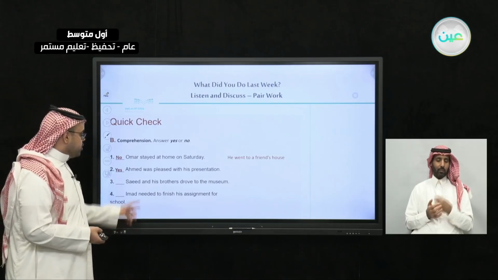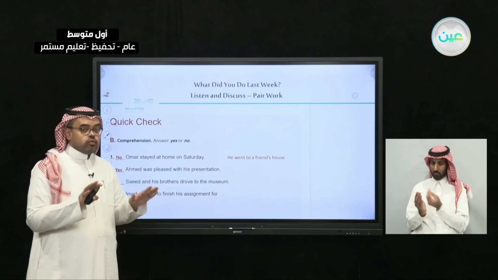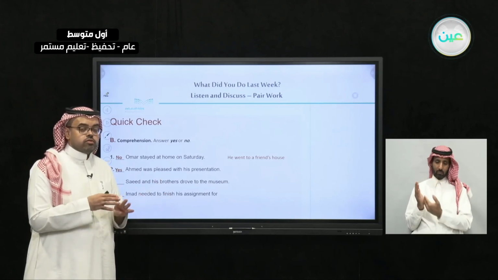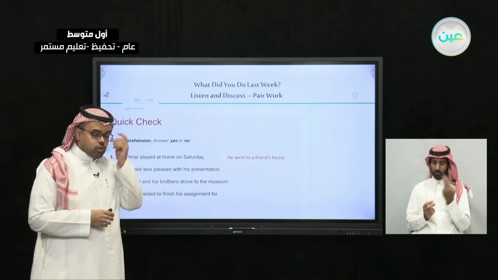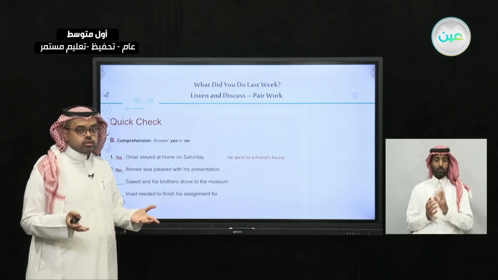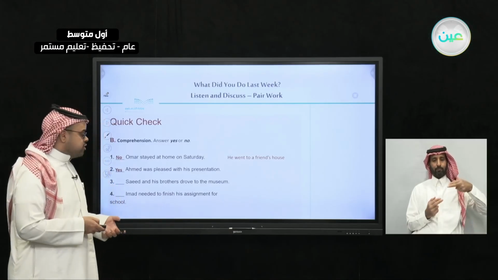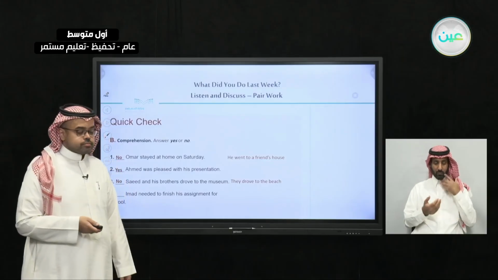And number three, Saeed and his brothers drove to the museum. Saeed and his brothers drove to the museum. What do you think of this? We of course know that someone from these four people that we have read about went to the museum. So was this someone Saeed and his brother, or not? Excellent. The answer is no. So what did Saeed do? Saeed and his brother drove to the beach to play beach volleyball.